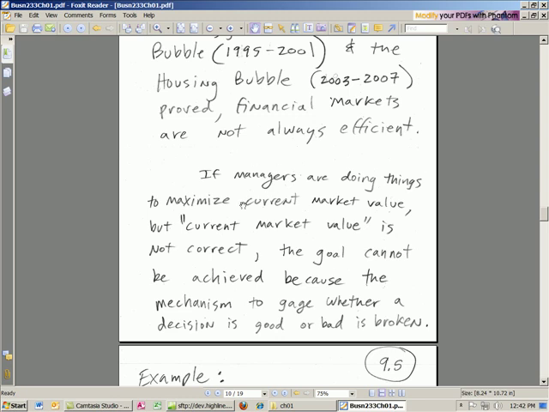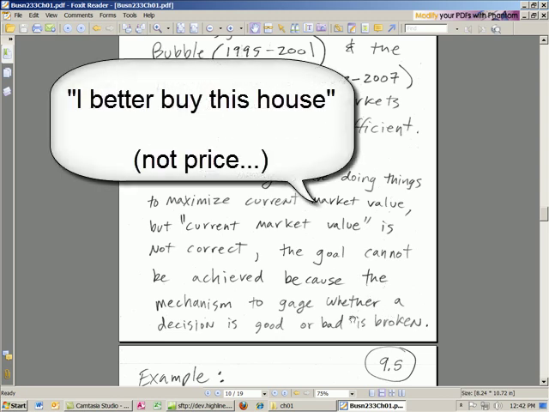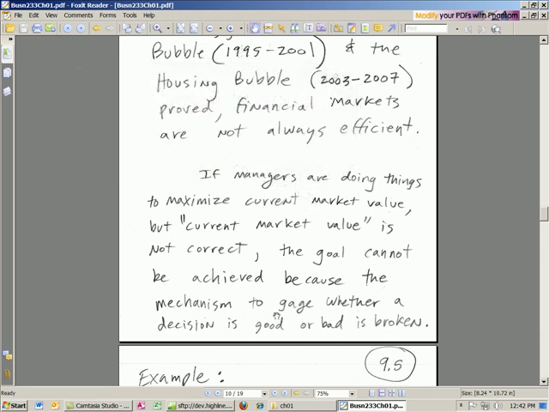Now, if managers are doing things to maximize current market value, but the current market value is not correct, the goal itself, to maximize current market value, cannot be achieved because the mechanism to gauge whether the decision is good or bad is broken. All this means is if you're looking out into the market for a price to tell you whether your decision is good or bad, if the house price is blowing up and you say, I better buy at this price so it goes up, it's not working efficiently. The market is not working efficiently because the actual mechanism, the price mechanism, is broken.